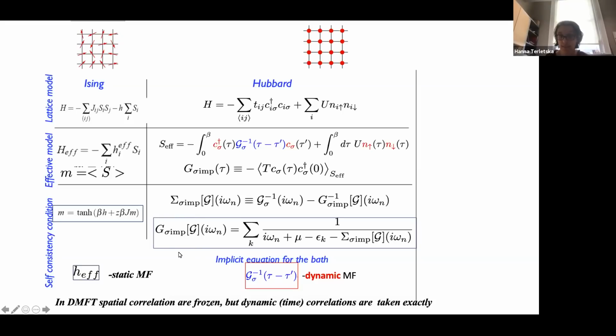So the self-consistency condition requires that the impurity Green's function for this given effective field is the same as the local lattice Green's function of a given effective mean Weiss field. And again, the difference is that for the Ising case, or classical mean field approximation, the effective medium is described by a static mean field, and for dynamical mean field theory, it's a dynamical quantity which depends on time. So basically, you free spatial fluctuation, we don't have any k dependence, but dynamical fluctuations are taken into account exactly.